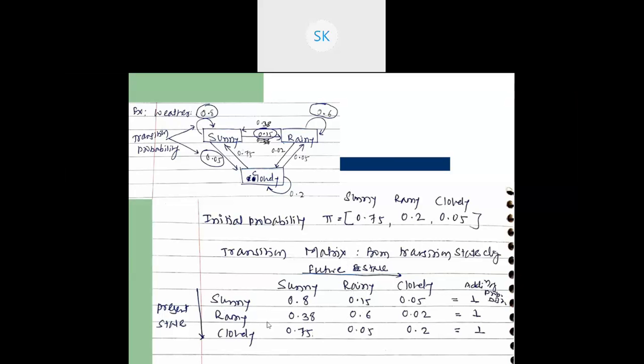Likewise, at present state you are at rainy, to sunny, to rainy, to cloudy. And from cloudy to sunny, rainy and cloudy. Cloudy to cloudy, the transition probability is 0.2. So this is the transition matrix that we have prepared from the transition probabilities. If you look at it, each row adds up to 1, as probability cannot go beyond 1. Okay.